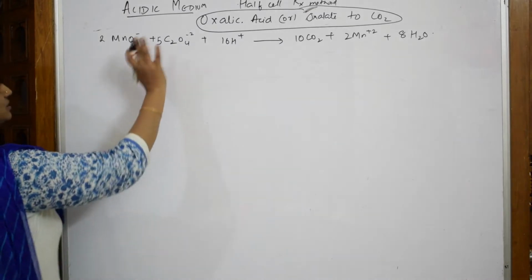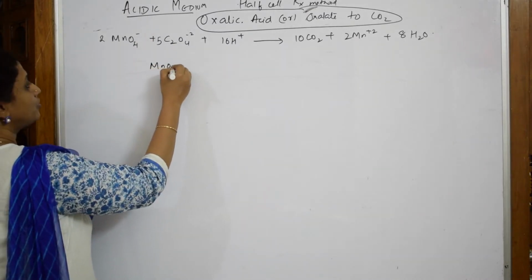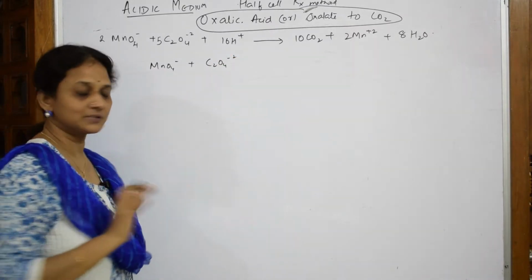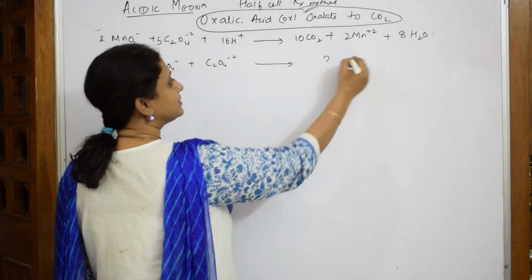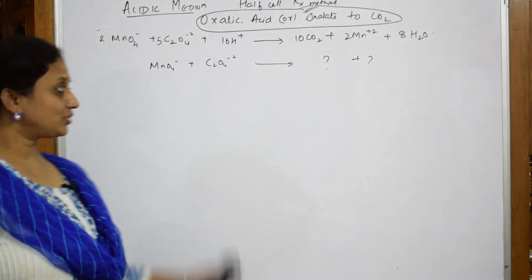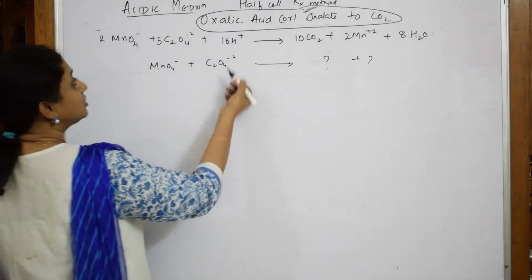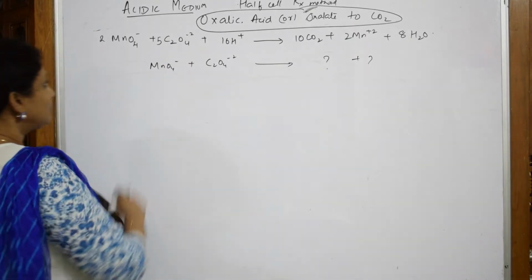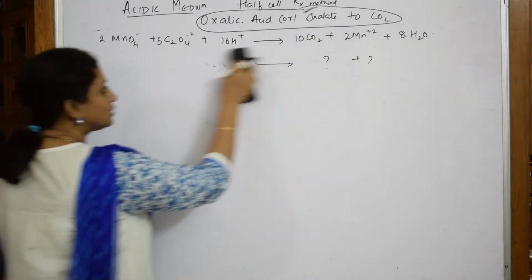This particular question is given in this way: MnO4 minus plus C2O4 2 minus. They'll give you this, and they'll ask you to complete it. For that, we are going to follow a method called the half-cell reaction method, which you have studied in your grade 11. Now, once this question is given to you in the paper, what did I write here?